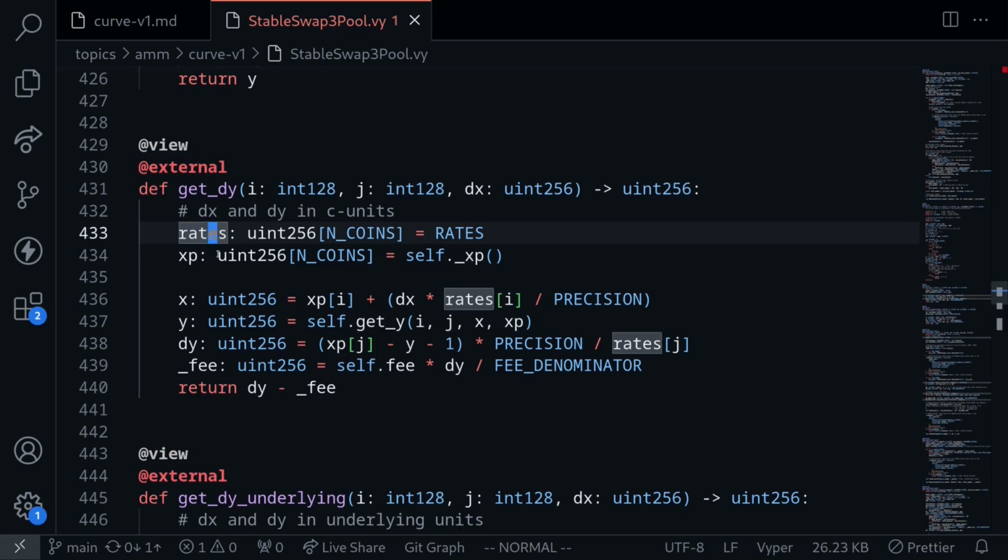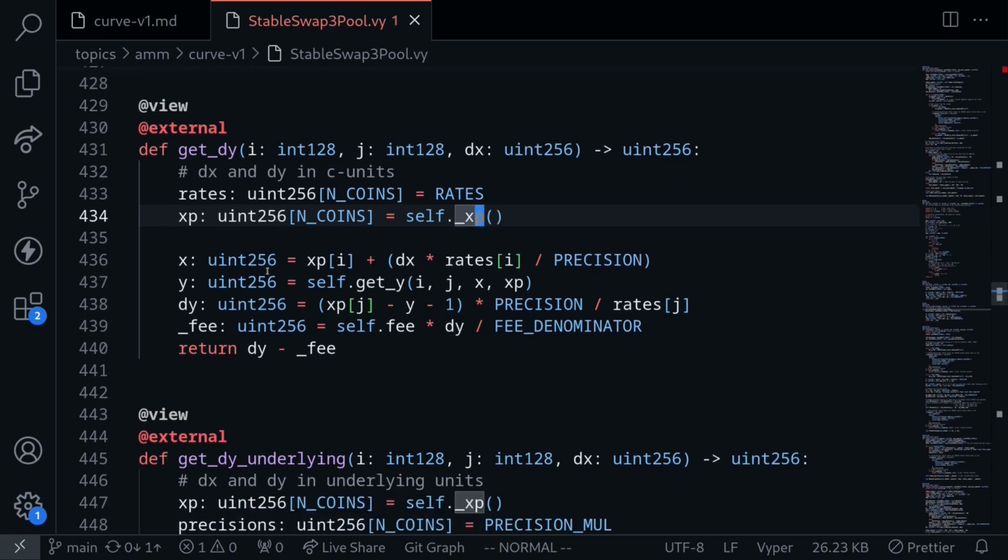First, it gets the rates. Remember, for this StableSwap 3pool, these rates are fixed numbers of 1e18, 1e30, and 1e30. Next, it gets the token balances, which are normalized to all have 18 decimals. The tokens are DAI, USDC, and USDT. DAI has 18 decimals, but USDC and USDT have 6 decimals. By calling this function, all of the token balances are normalized with 18 decimals.